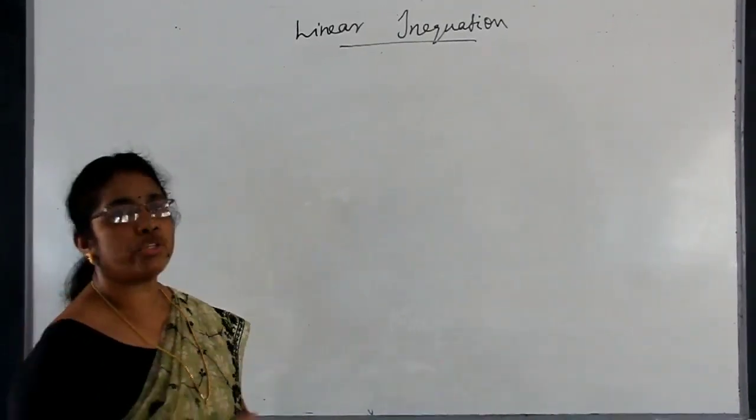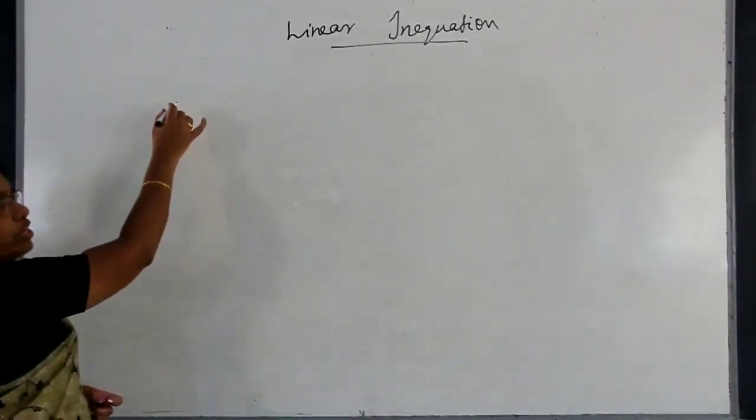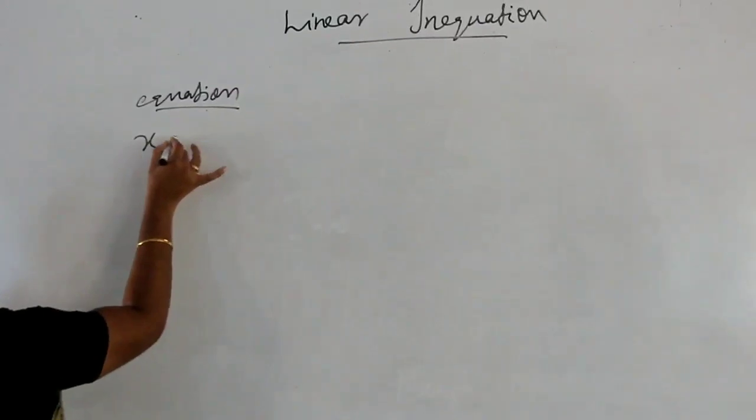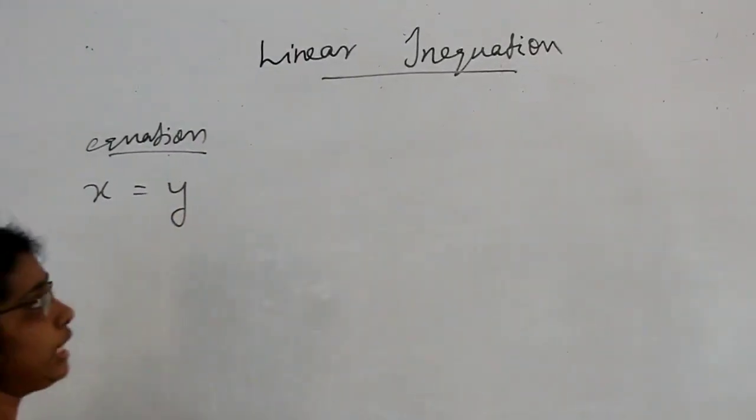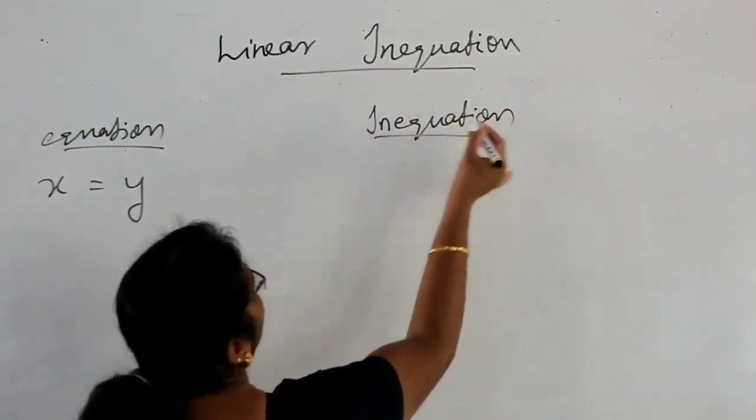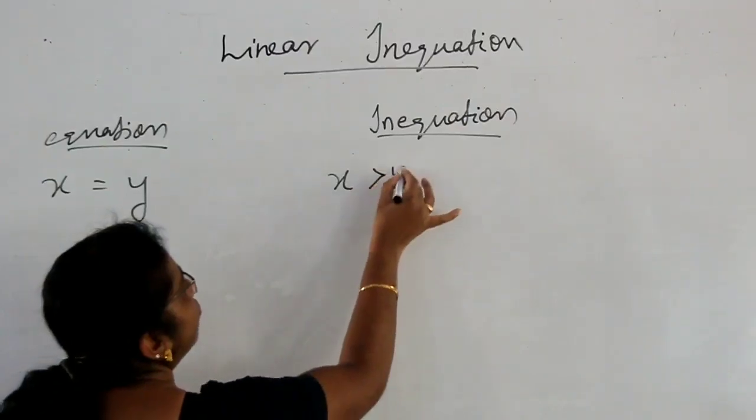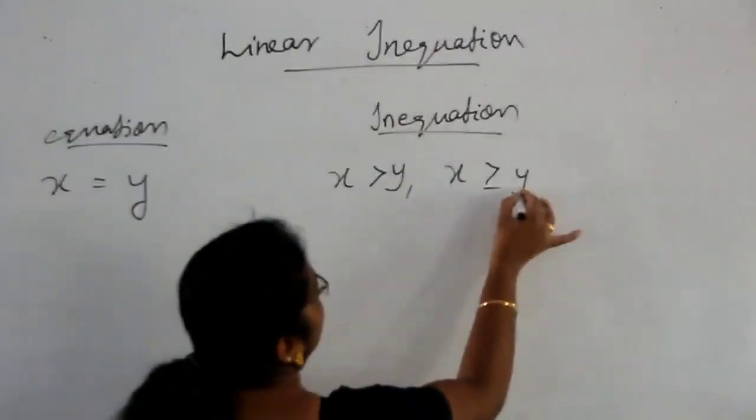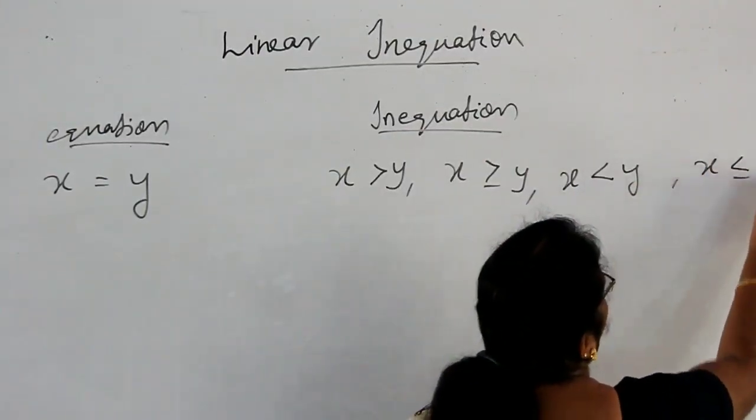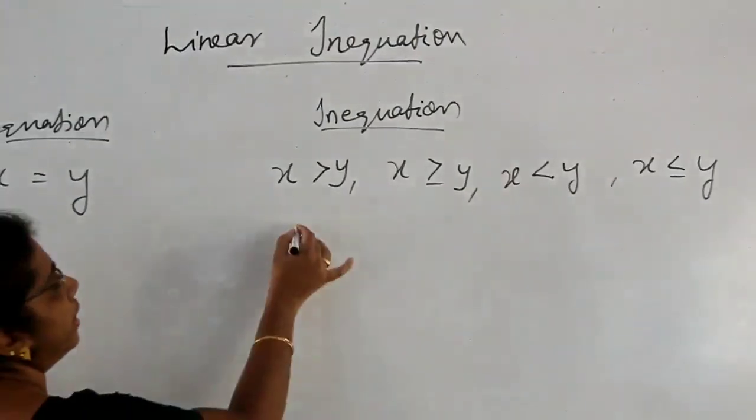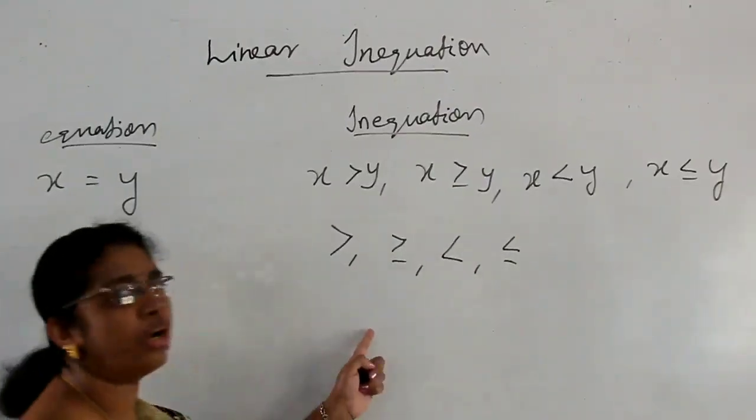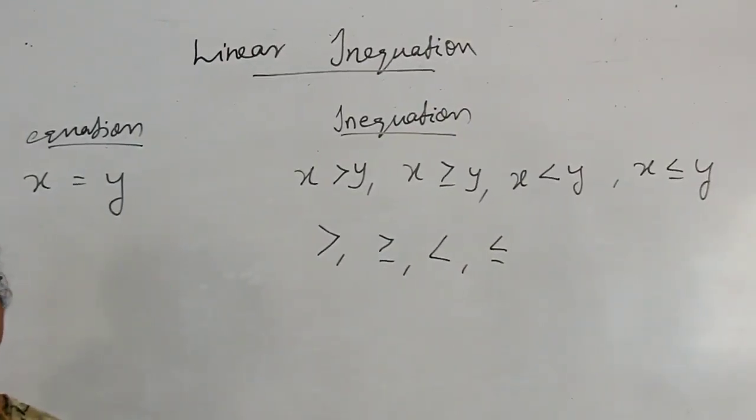If x and y are two quantities, in the equation case, we can write x equal to y. In the inequation case, we can write either x greater than y, x greater than or equal to y, x less than y, or x less than or equal to y. The signs greater than or equal to, less than or equal to are called signs of inequality.